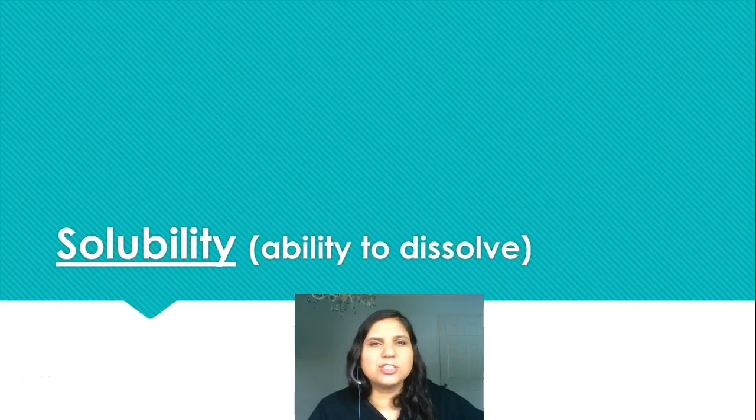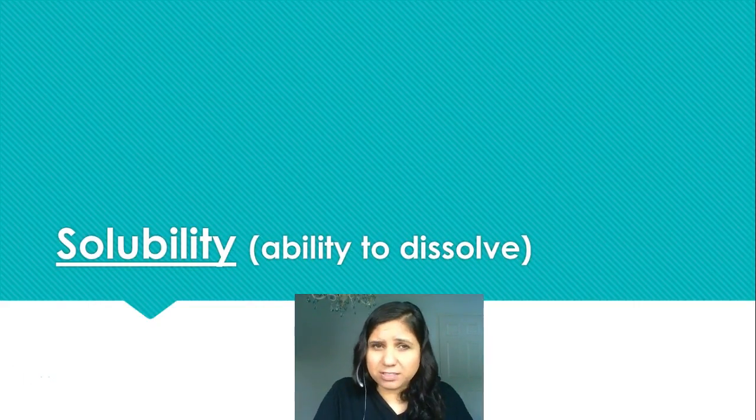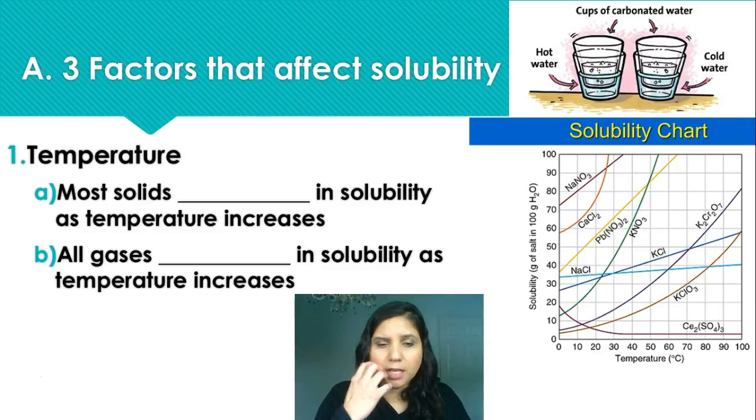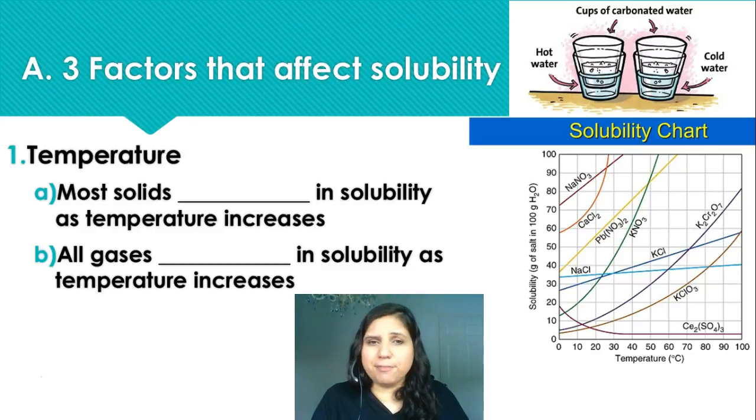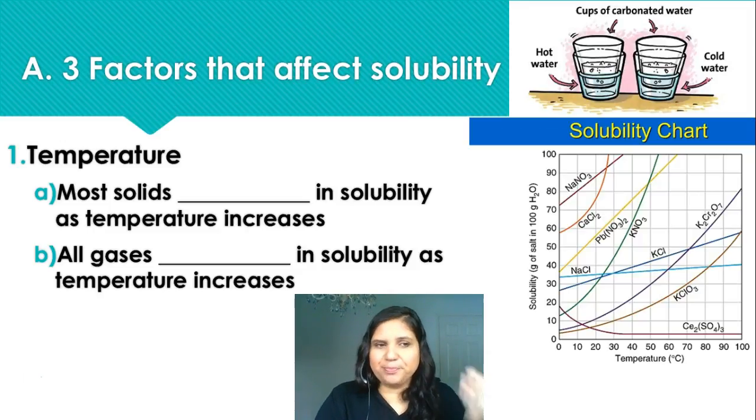Now, solubility is just a solute's ability to dissolve in a solvent, like salt into water. We need to learn the three factors that affect solubility. That's like things that can change the amount of solute that can dissolve in a solvent. Great. First one, most important one, is temperature.